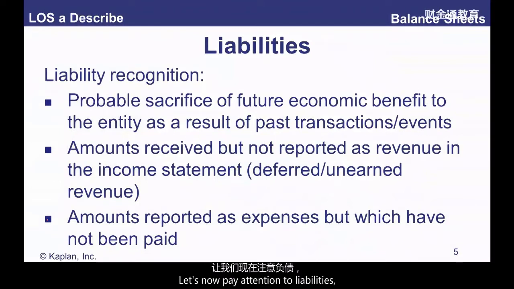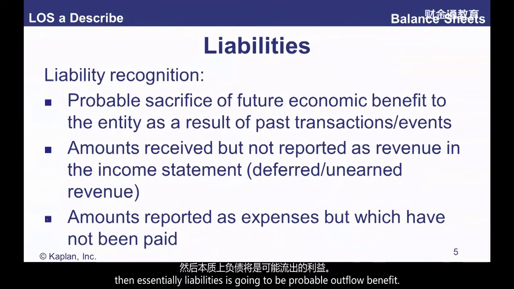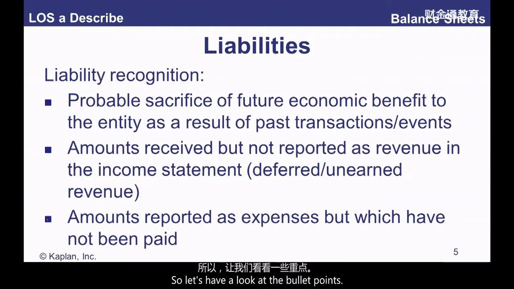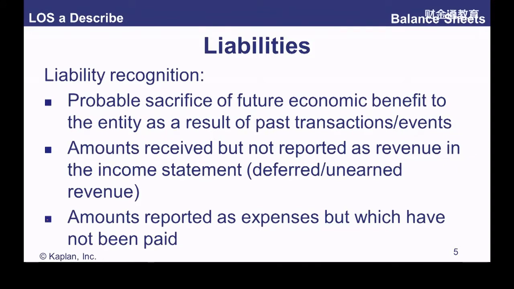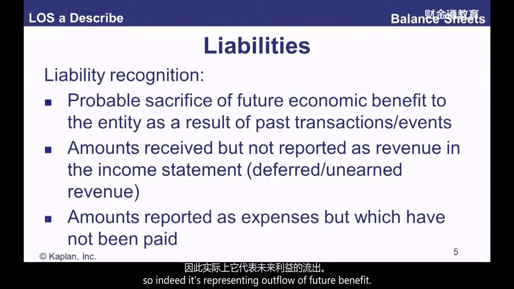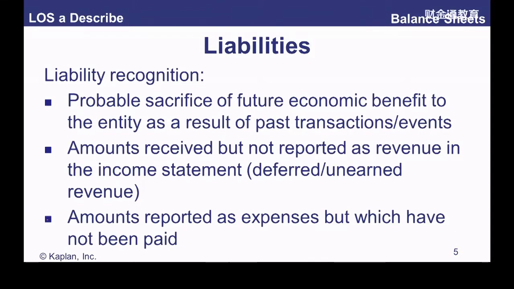Okay, let's turn our attention to liabilities. Well, if an asset was a probable inflow of benefit, then essentially a liability is going to be a probable outflow of benefit. So let's have a look at our bullet points. A probable sacrifice of economic benefit to the entity as a result of past transactions. So indeed, it's representing an outflow of future benefit.